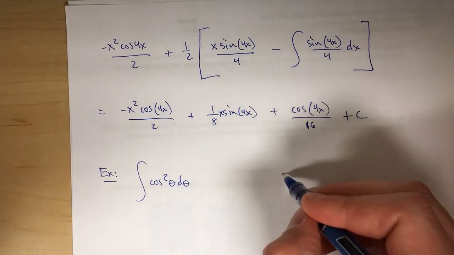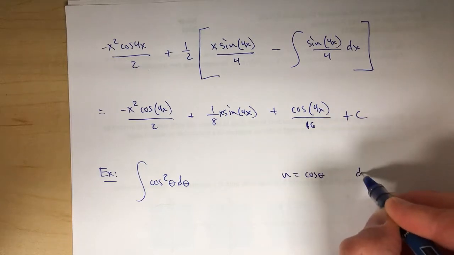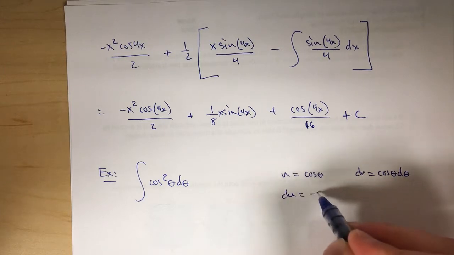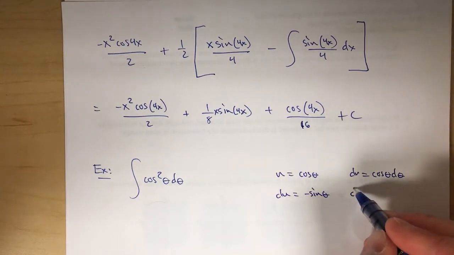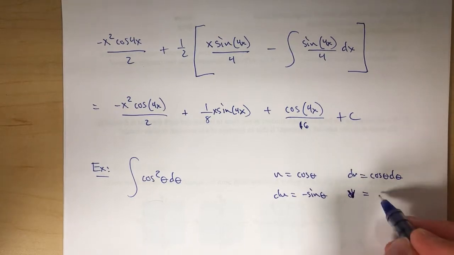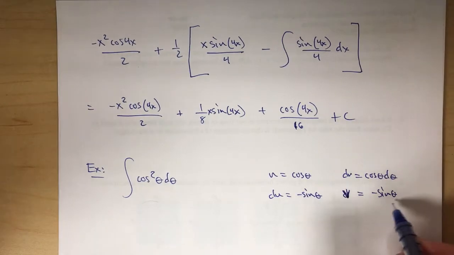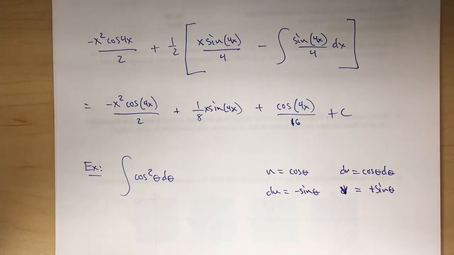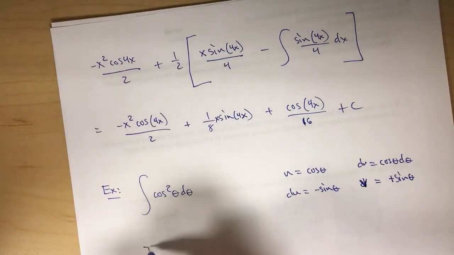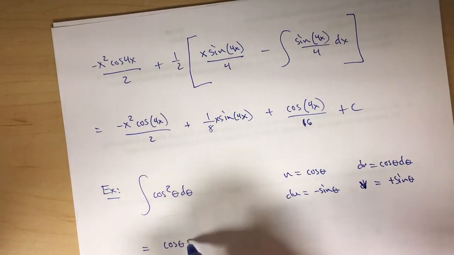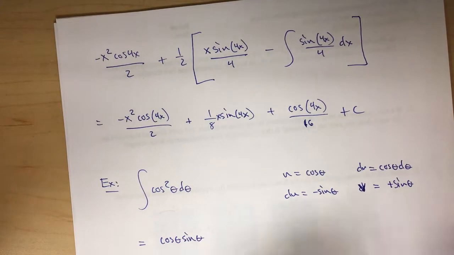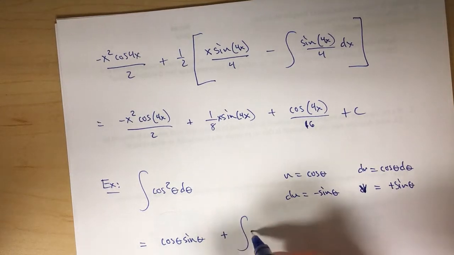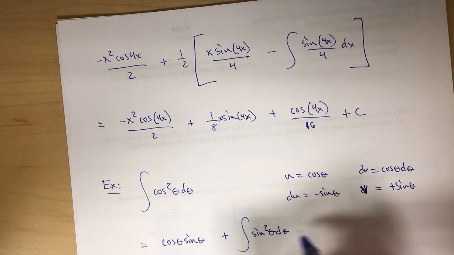But I think I'm going to try and let u be cosine theta and let dv be cosine theta as well. So then du would be negative sine theta, and v would be negative sine theta. Negative sine theta, yeah. No, positive sine theta. Well, I don't know if this is going to work, but I can try it. So this should be equal to uv, which is cosine theta sine theta, minus the antiderivative of v du, which is going to be plus sine squared theta d theta.